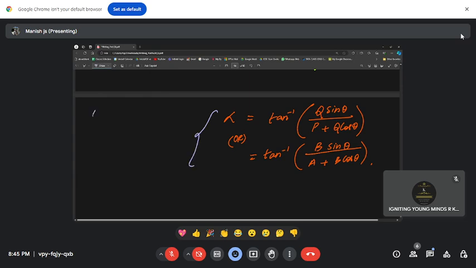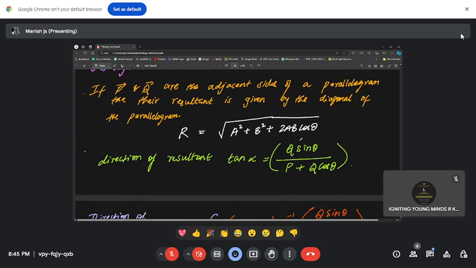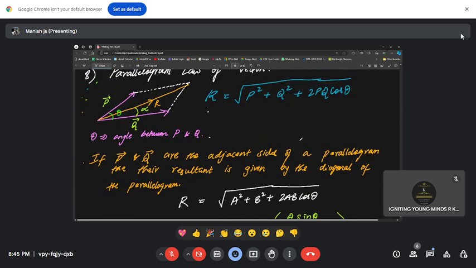So this is the direction of resultant in parallelogram law of vectors. I hope it is clear. So this is all about the parallelogram law of vectors.